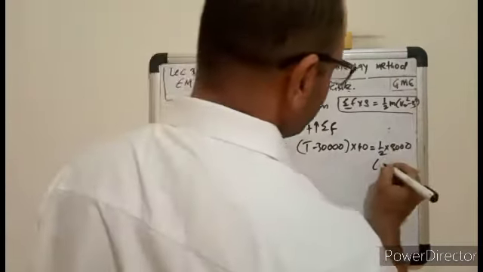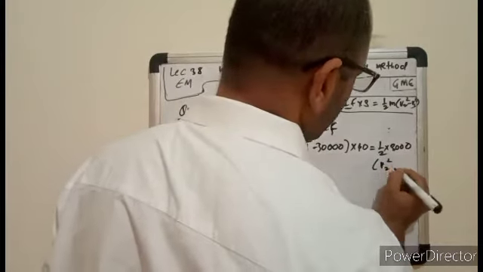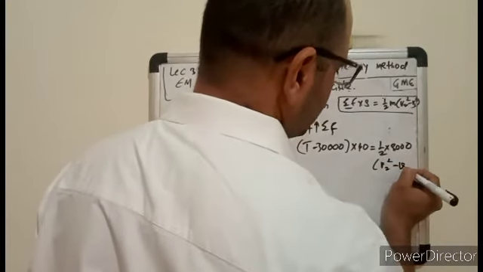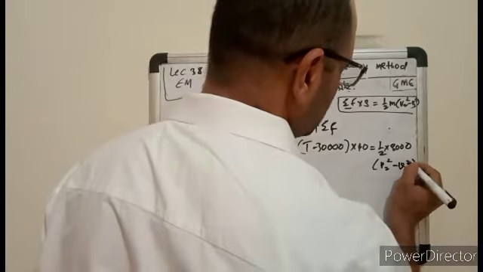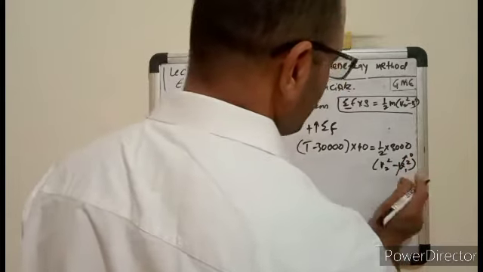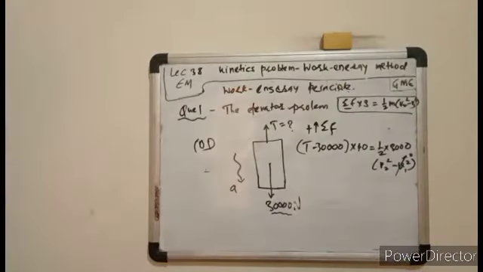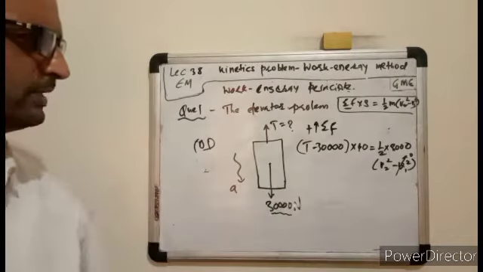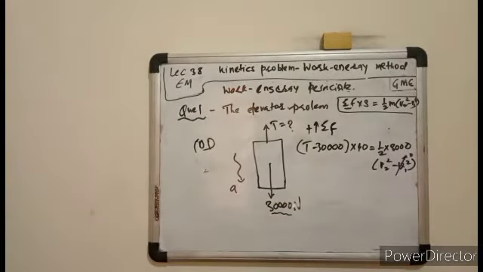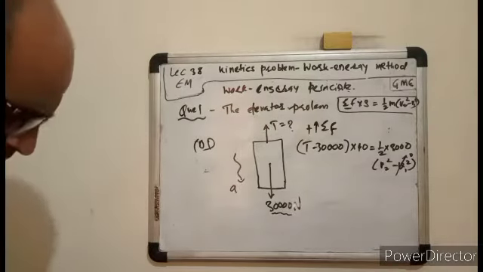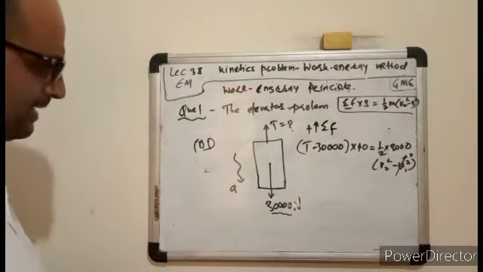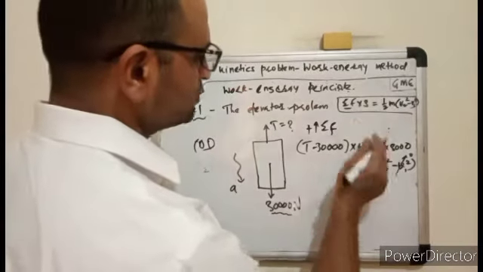The lift starts from rest, which means V1 directly goes to zero, right? V1 squared goes to zero because the lift starts from rest and then moves with a velocity in the downward direction. Okay, now as I know the displacement, this equation is over.